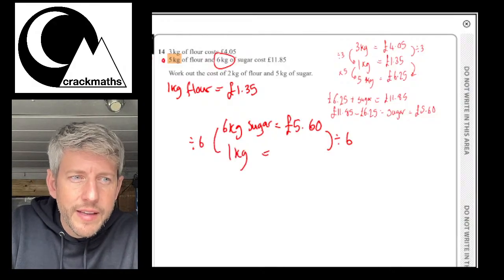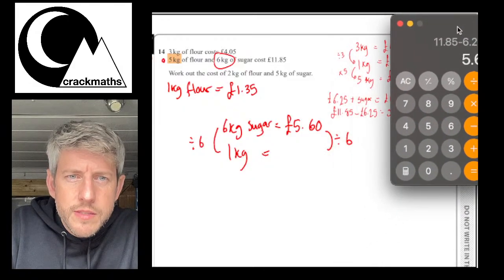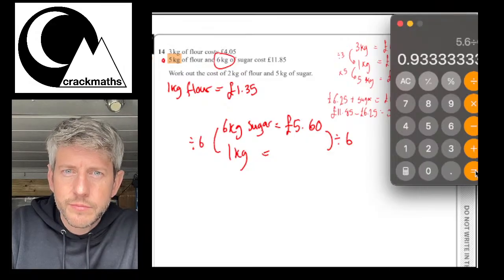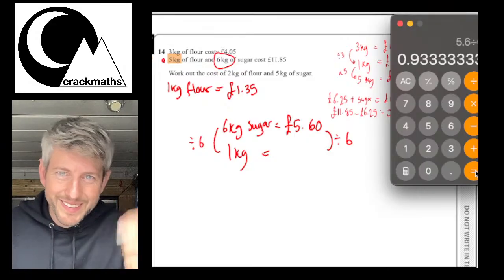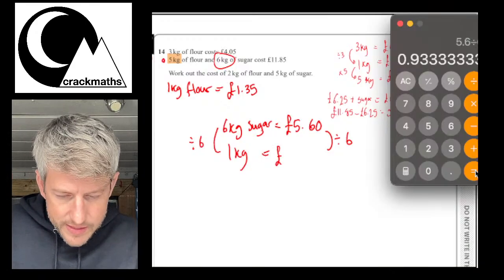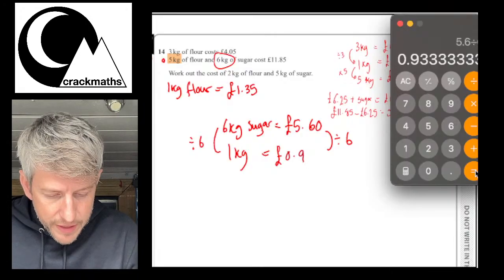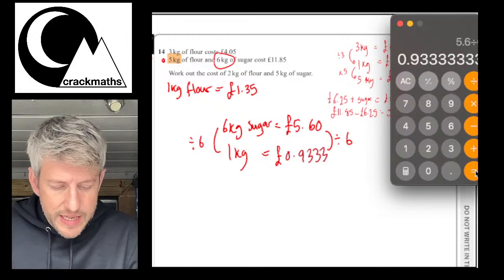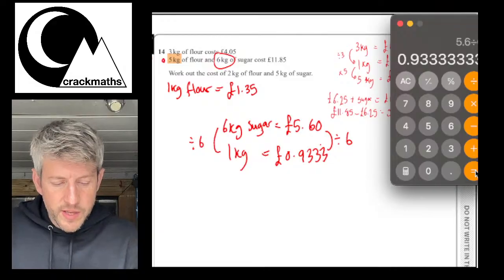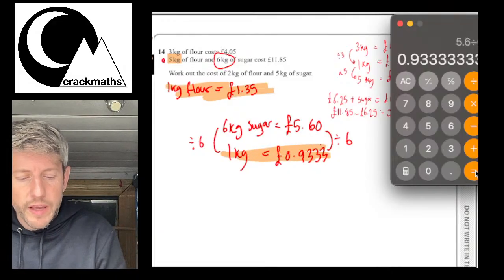Let me get out the calculator. So £5.10 divided by 6. It's a funny number. So 1 kg of sugar is going to be 0.933 pence. I'll just leave a few of those there. So that's good. Now we've got 1 kg of sugar and 1 kg of flour.